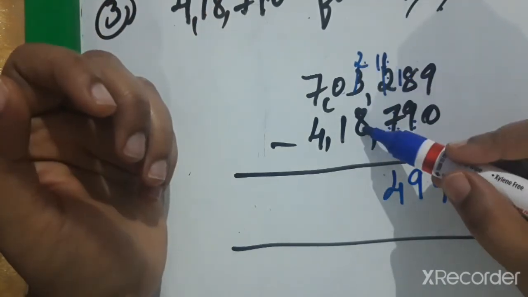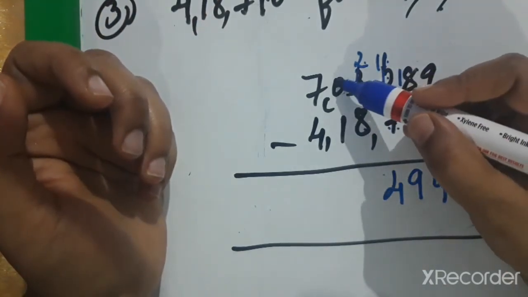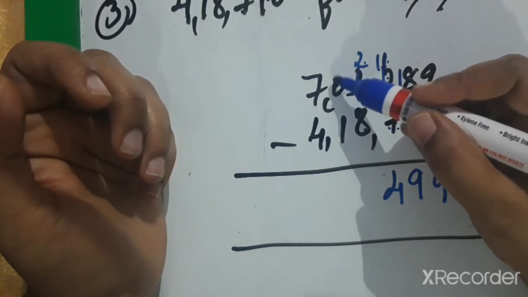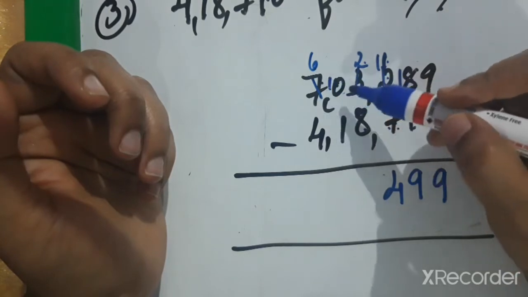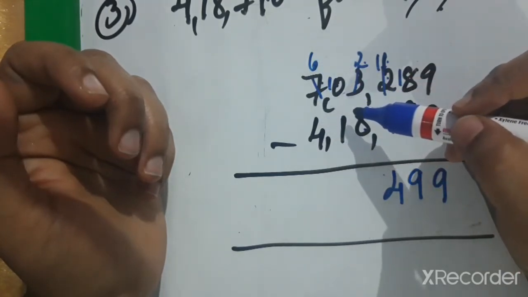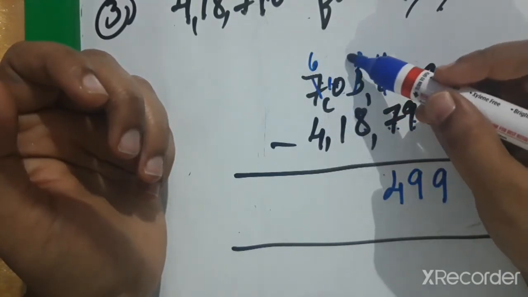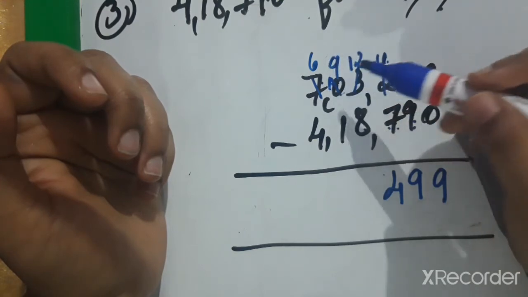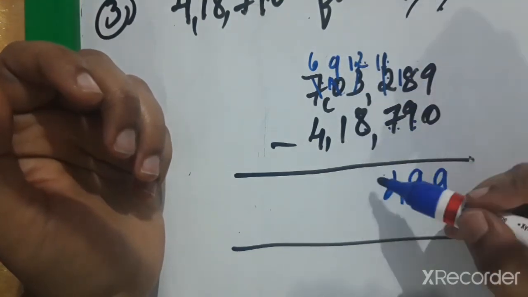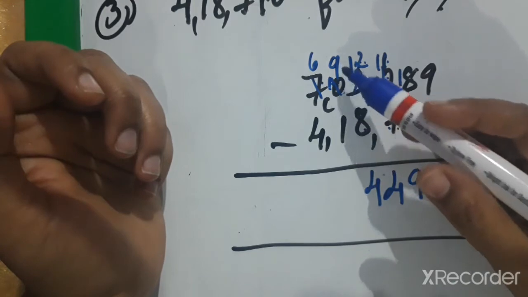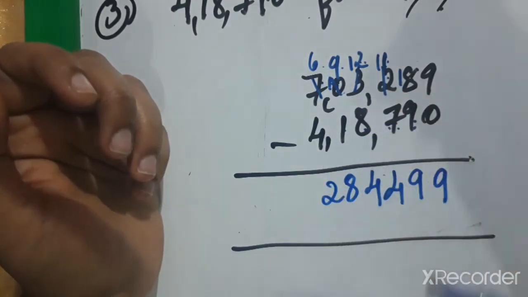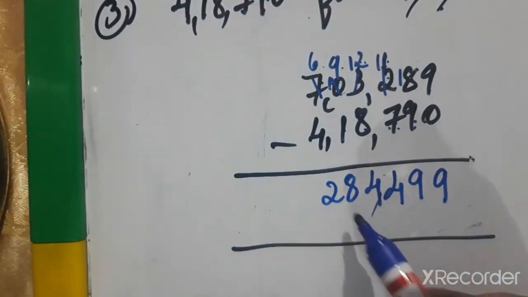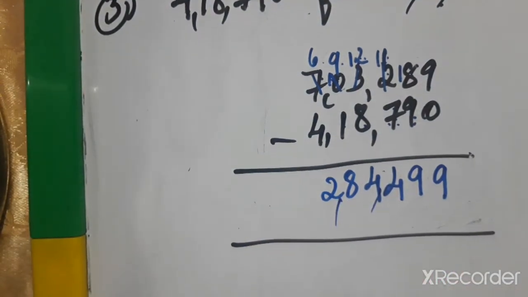Now 2 minus 8 we can't subtract, borrow 1 from the next number. So here 0, then again knock the next door. So here 7. 7 will help by giving 1 to here. So this 7 is now 6. So here 10 will give 1 to here, and 10 will become 9 now. Now 12 minus 8 is 4. Now 9 minus 1 is 8. 6 minus 4 is 2. Answer is 2,84,499.